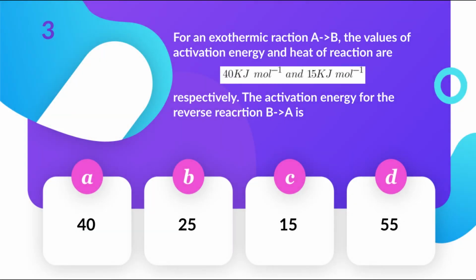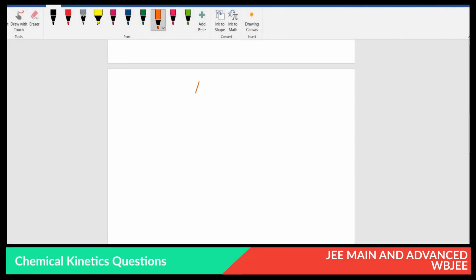Question number 3 states, now this is a very tricky question. It states that for an exothermic reaction A to B, the values of activation energy and the heat of the reaction are 40 kilojoule per mole and 15 kilojoule per mole. Find the activation energy for the reverse reaction. Alright, so the question given to you is A to B is an exothermic reaction, and mark that word very carefully. So, if it is an exothermic reaction, it means when the reaction happens, heat is released.